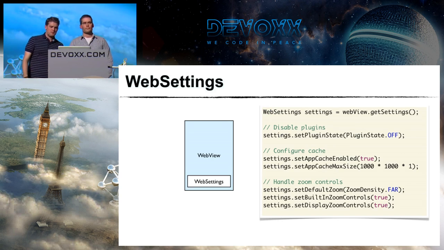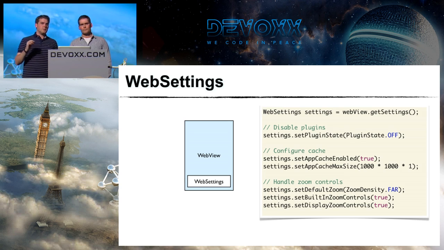The settings object is much more detailed. Here you have a lot of different properties that you can set the value for, and by doing that, you're controlling the behavior of the web view. So there are many, many different settings. Here are a few examples. We can enable or disable plugins. There are plugins for the web view, and we can control whether they should be allowed or not.